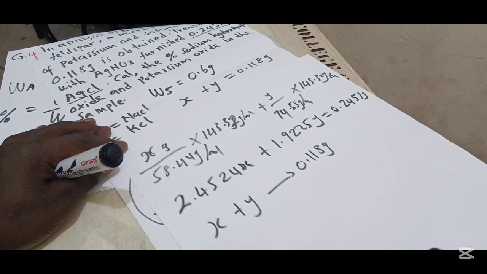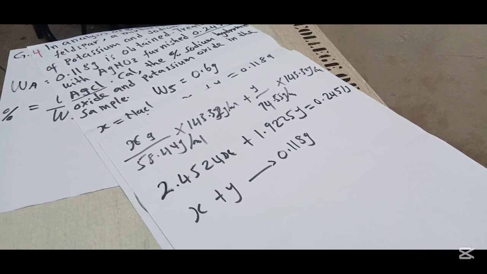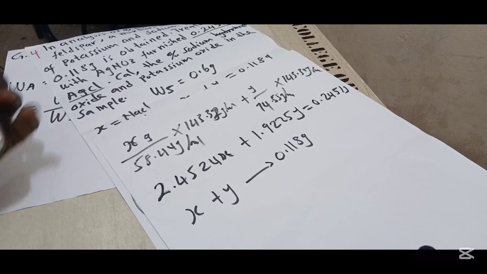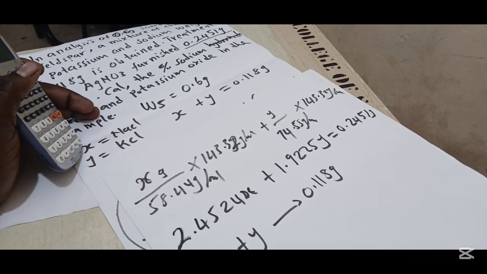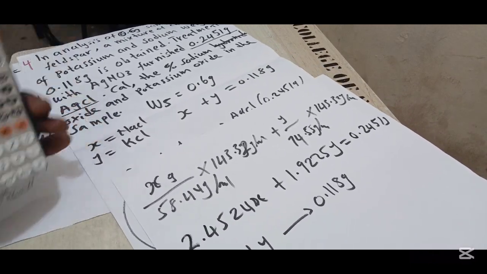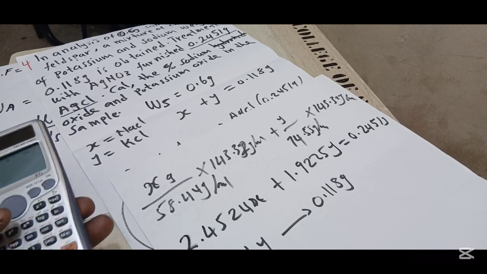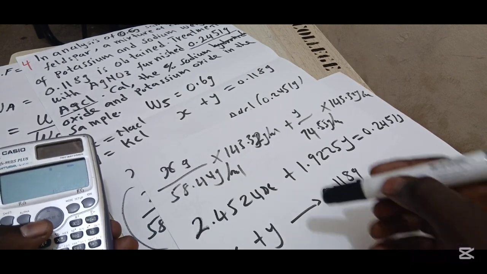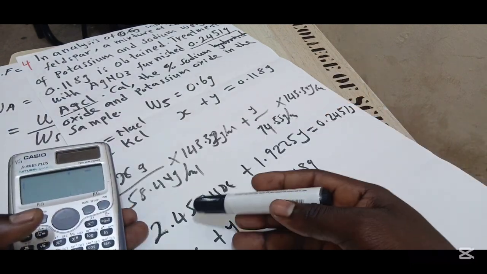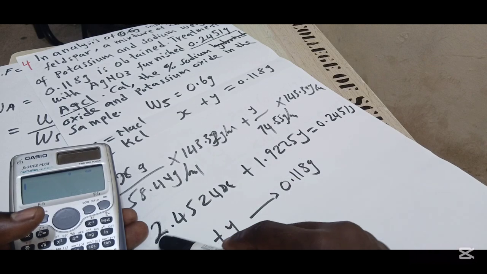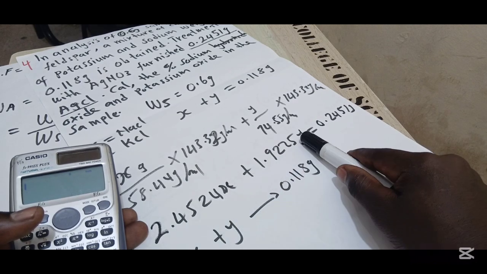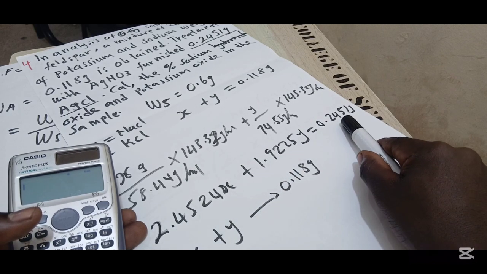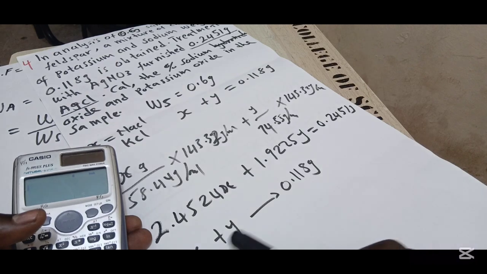So now let's go ahead and solve this equation simultaneously. In order not to make this video lengthy, let's use a calculator and solve these two equations simultaneously. First of all, we have to make sure that the equations are arranged in order. Let's say if x will come first, then y will follow in the second equation. It should be the same for the other one.